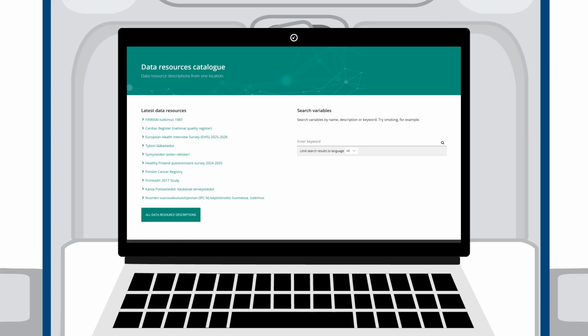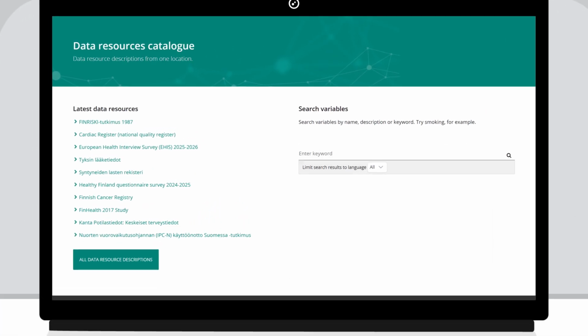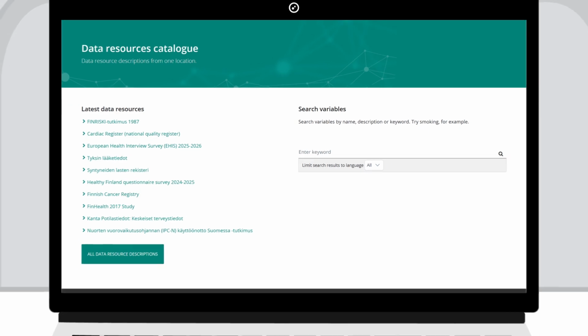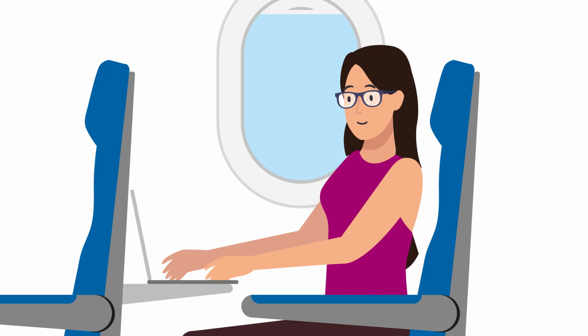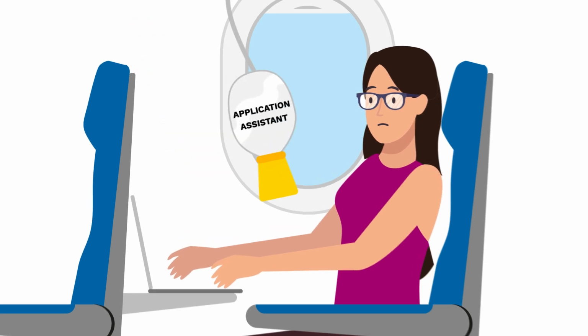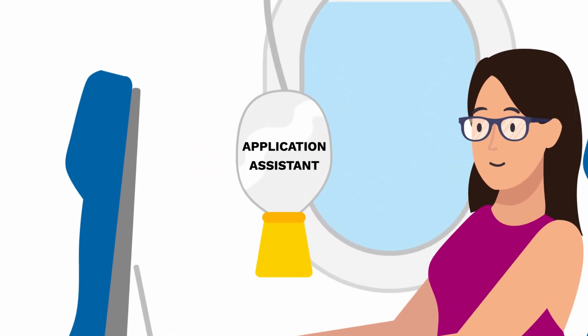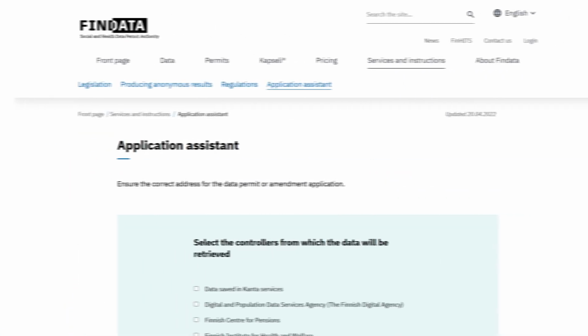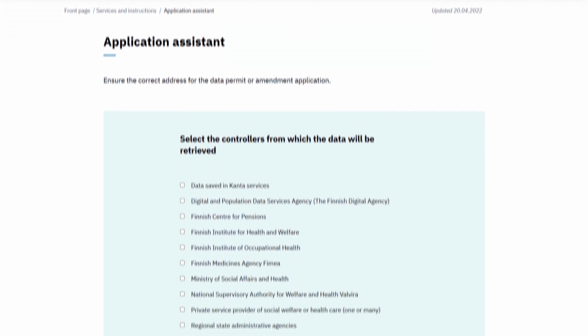We recommend utilizing the Data Resources Catalog to identify the relevant data holders and registers. In the event of loss of understanding, use the application assistant to identify the responsible authority. FinData is always a good place to start.